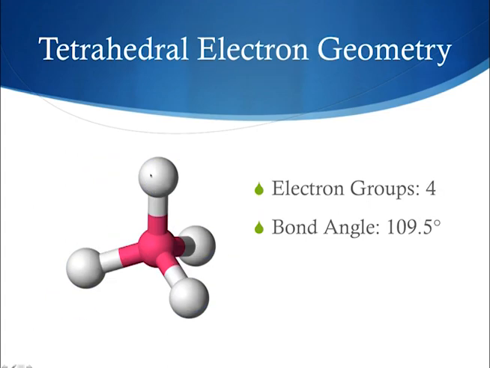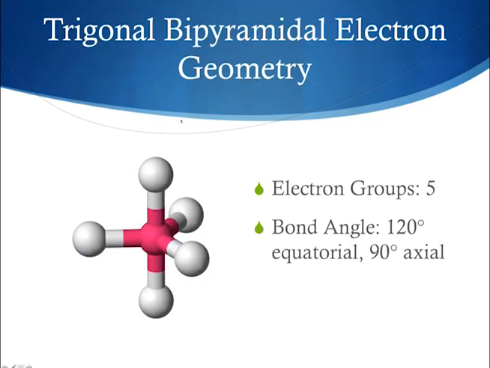Now we have our tetrahedral electron geometry, and we can see that we have 4 electron groups, one here, one here, one here, and one here. And our bond angle between these is going to be 109.5 degrees.